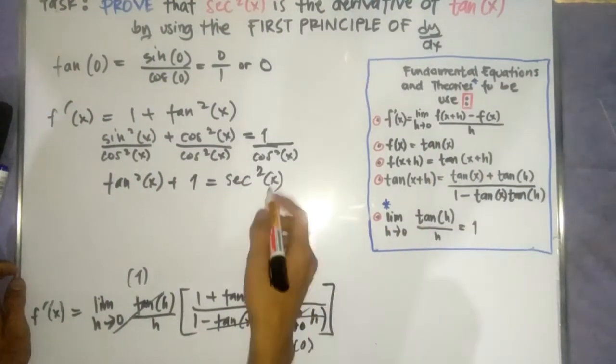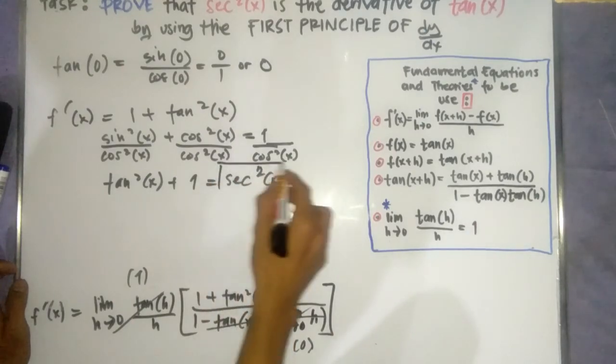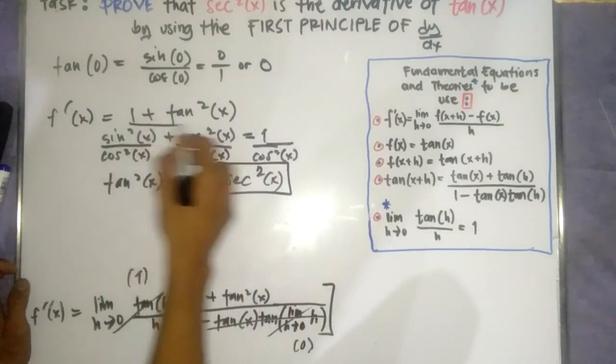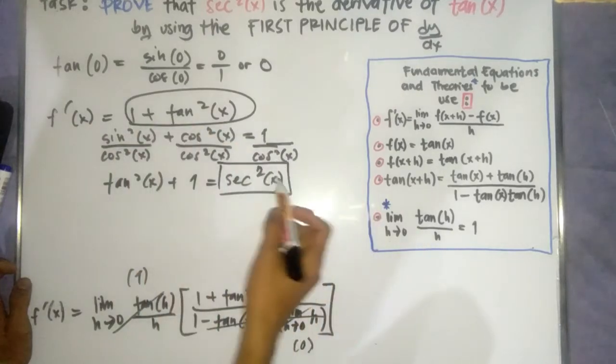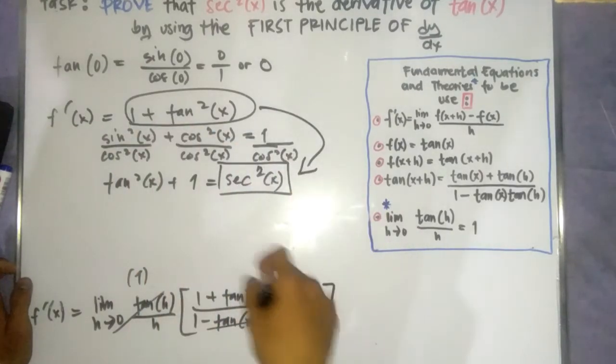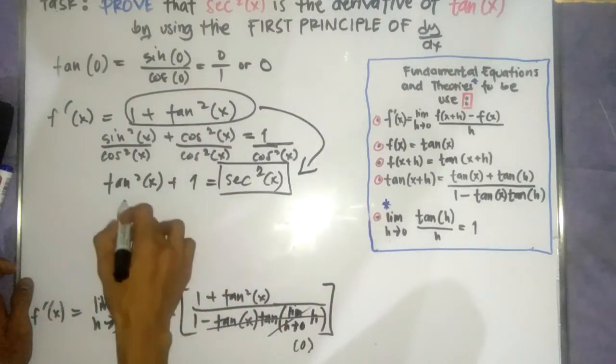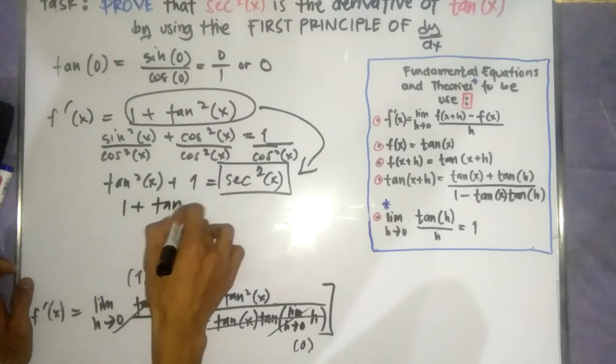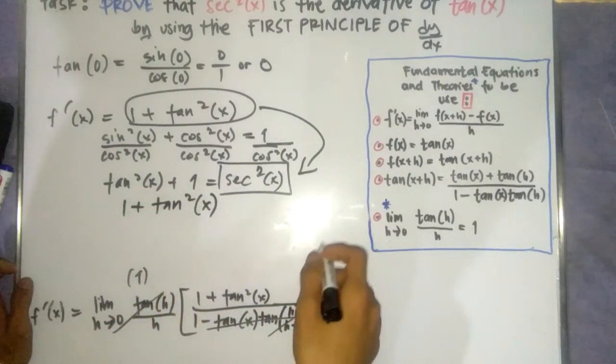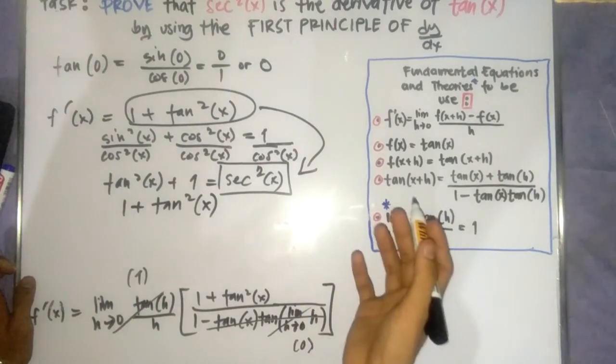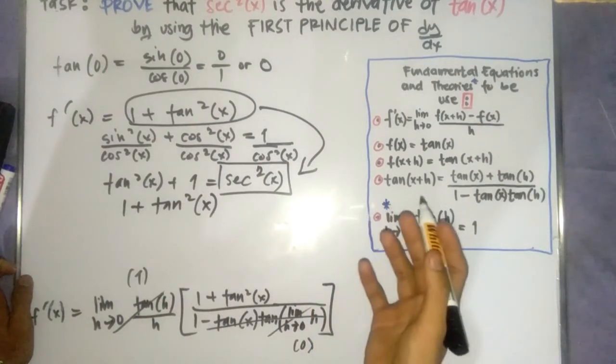Yun. Ibig sabihin pala, itong value na to is equal to secant squared x. Kahit pa baliktarin natin siya, 1 plus tangent squared x, parehas lang naman. So, ayun guys, ganun yung pag-prove ng derivative ng tangent.